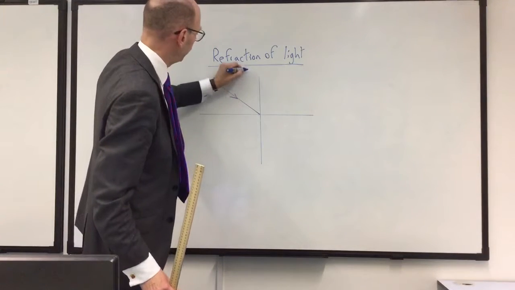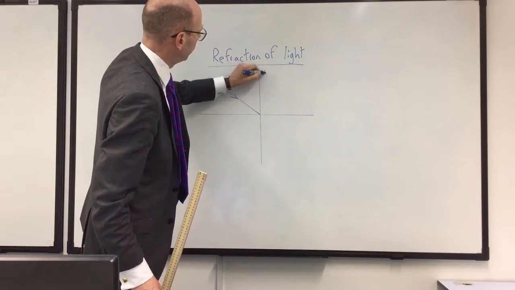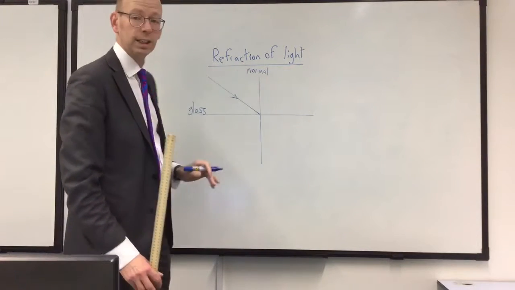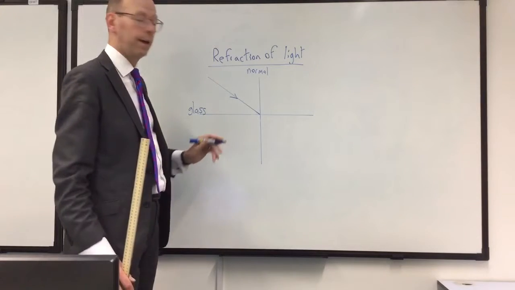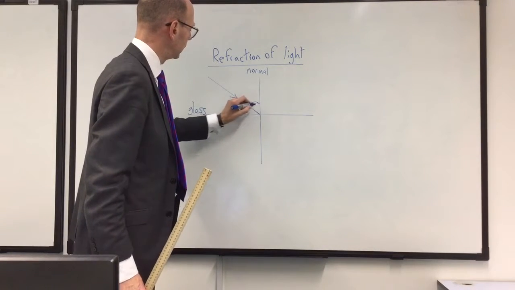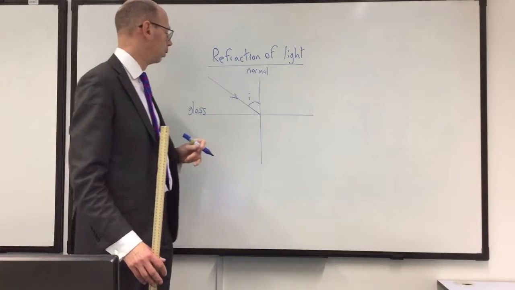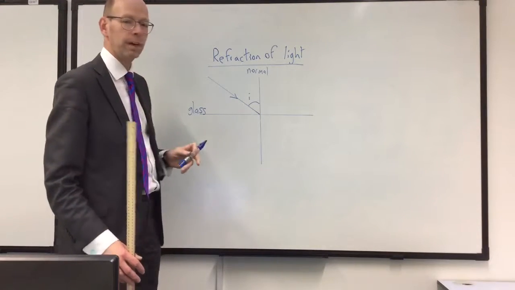You might remember that if we have a line at right angles, if this is my glass surface down there, a line at right angles to it is called the normal line, and we mark something called the angle of incidence between the incoming ray and the normal line. Now what's going to happen to that light ray?